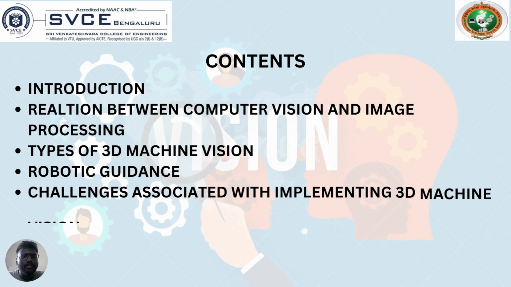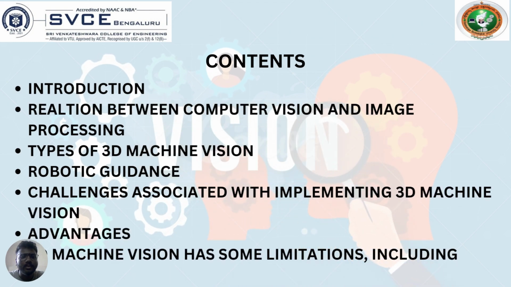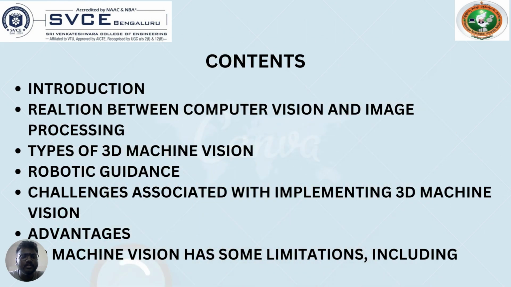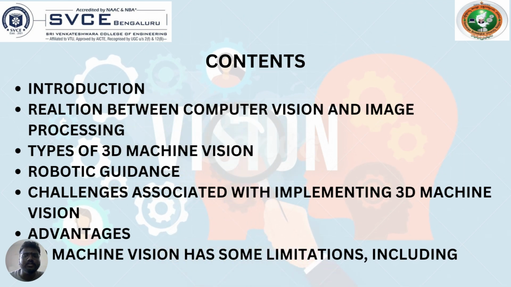Contents are introduction, relation between computer vision and image processing, types of 3D machine vision, robotic guidance, challenges associated with implementing 3D machine vision, advantages, and 3D machine vision has some limitations, including.